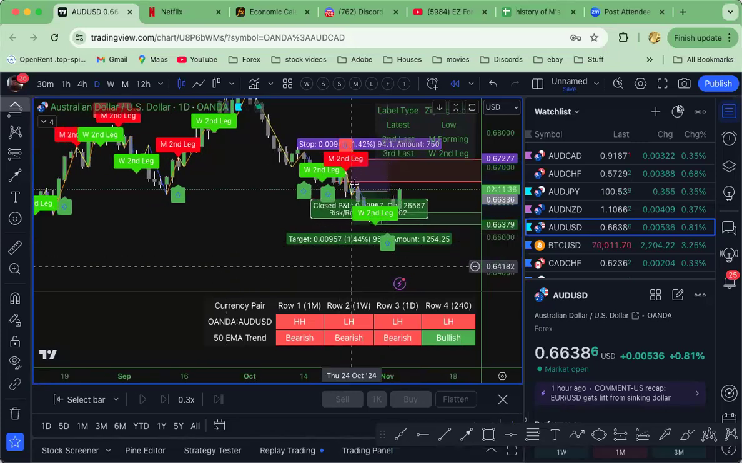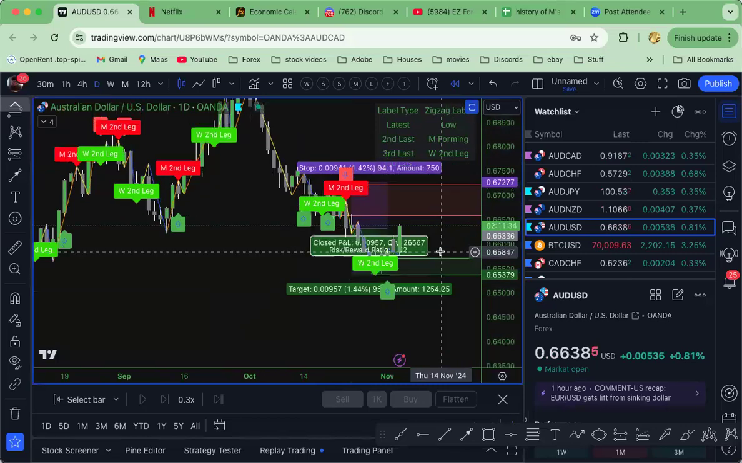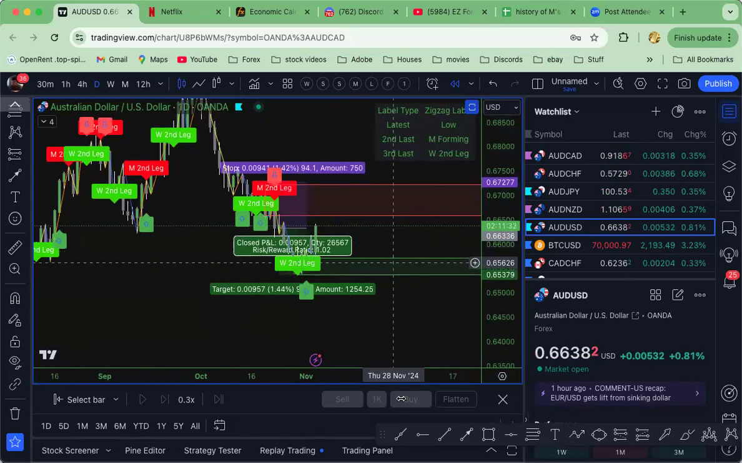So obviously I didn't take this trade setup because I knew it wouldn't give me the best risk to reward, because it needs to reset. This is why I'm looking at it. So I didn't take it like this.